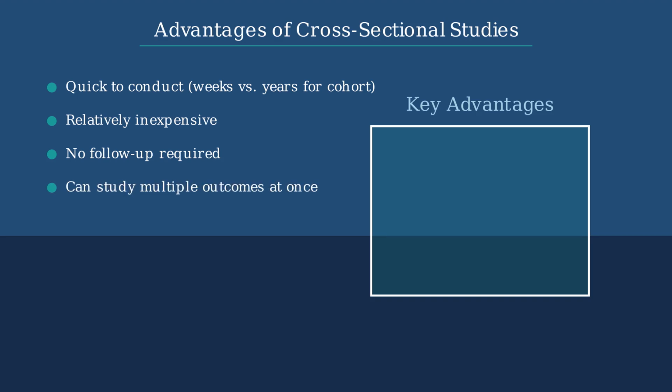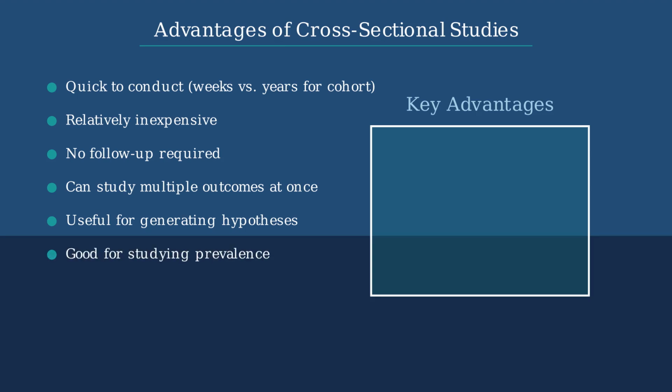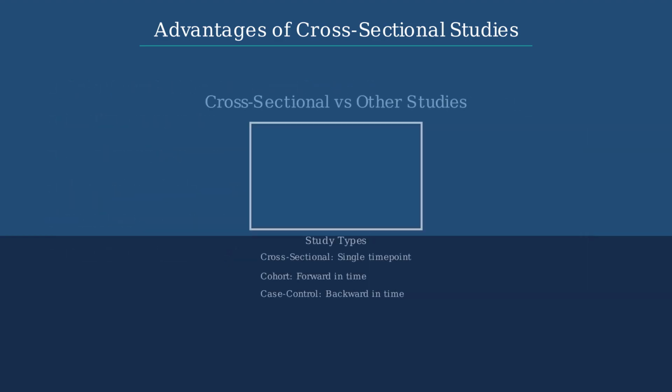Fourth, researchers can study multiple outcomes simultaneously in the same population, maximizing research efficiency. Fifth, these studies are excellent for generating hypotheses that can then be tested using more rigorous study designs. And sixth, they're particularly useful for determining the prevalence of diseases or conditions in a population. When compared to other epidemiological study designs, cross-sectional studies offer distinct advantages in terms of resources and implementation.